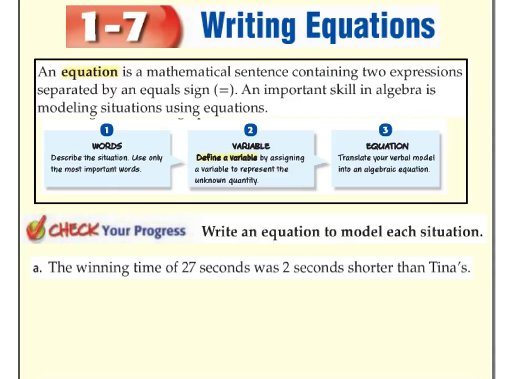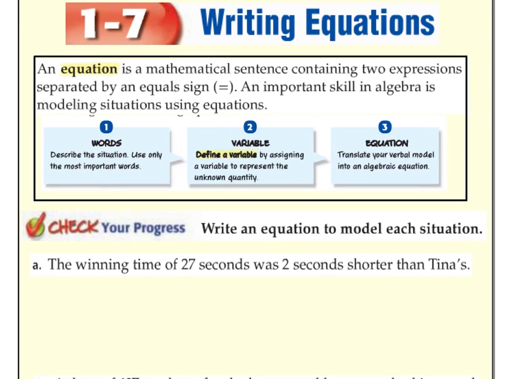We are going to have words that describe a situation. We want to pull out only the most important words that we need. You're going to be asked to define a variable. That means to assign a letter to our unknown quantity that we're looking for, and then to write an equation translating the verbal into an algebraic equation.